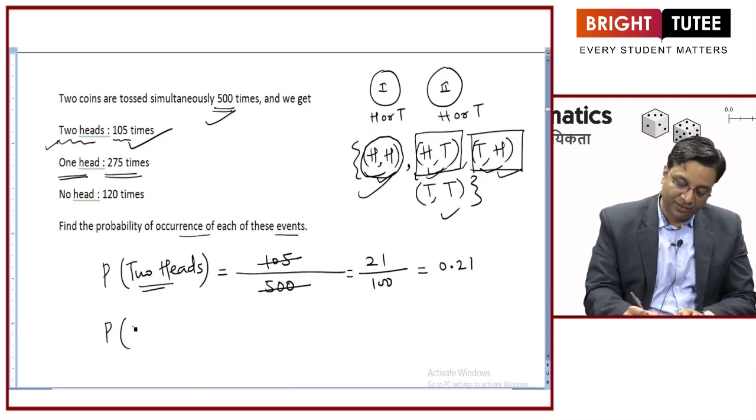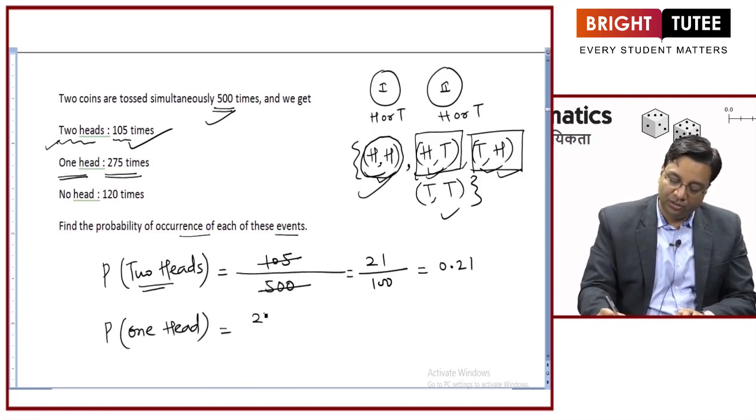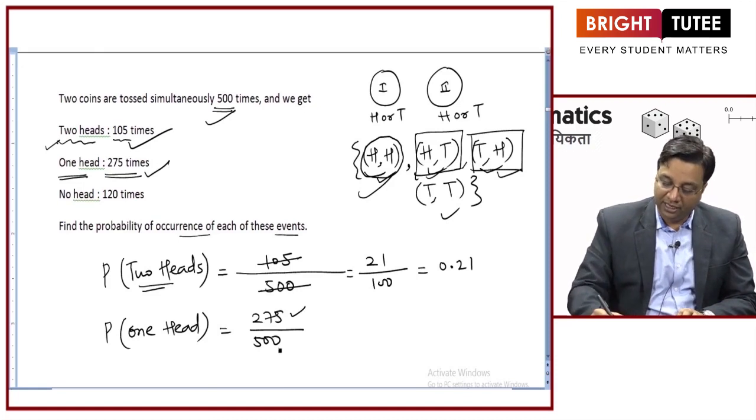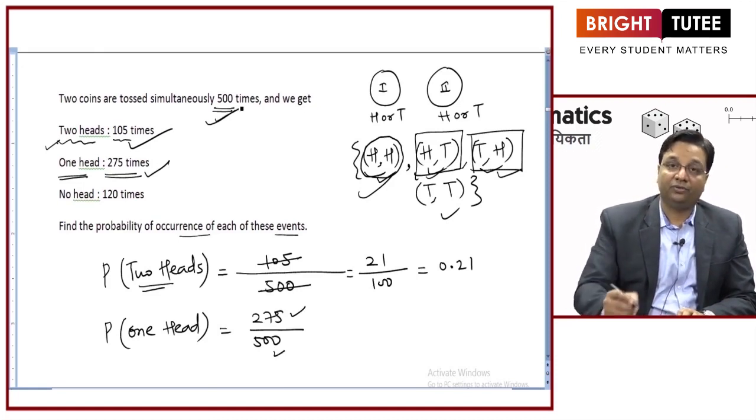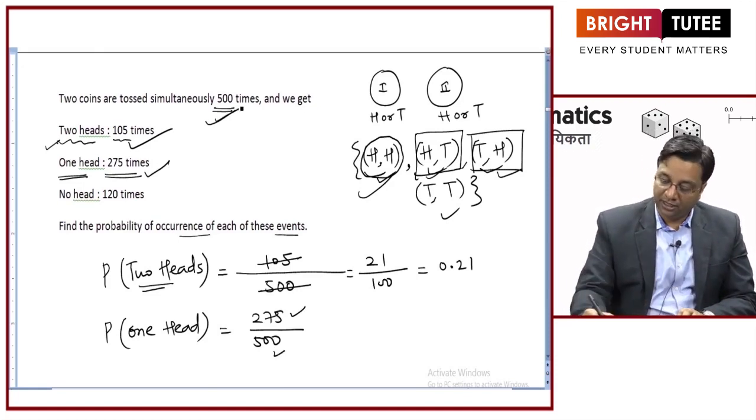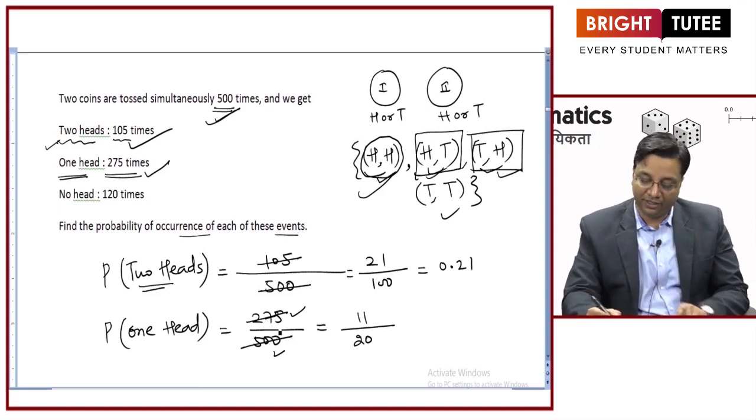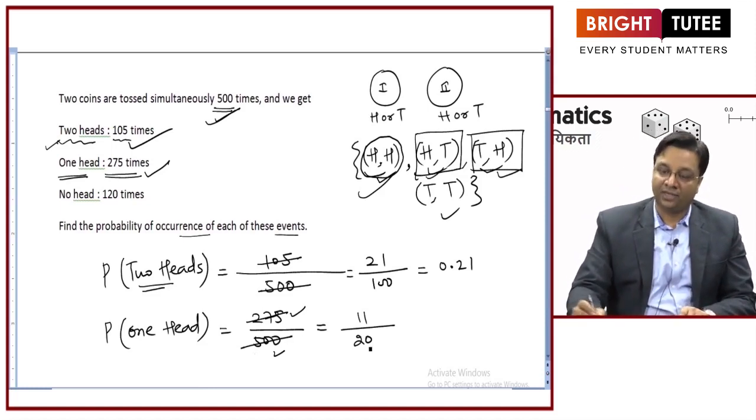So probability of 1 head is equal to 275 by 500. Why? Because 275 is the number of times the event occurred and 500 is the total number of times the experiment was performed. So this will give you 11 by 20. 25 into 11 is 275, 25 into 20 is 500.